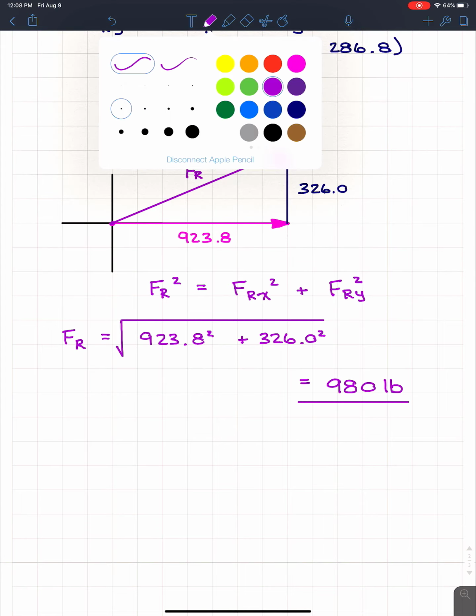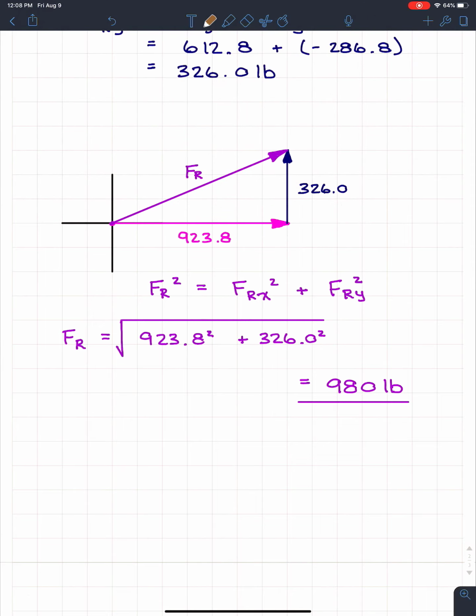However, the problem also asks for the angle. So I'll do the angle as, I don't know, brown. I feel like I gotta redo this color palette because this just looks like some weird neon sign. But all right, continuing on. It's the same thing with trig.